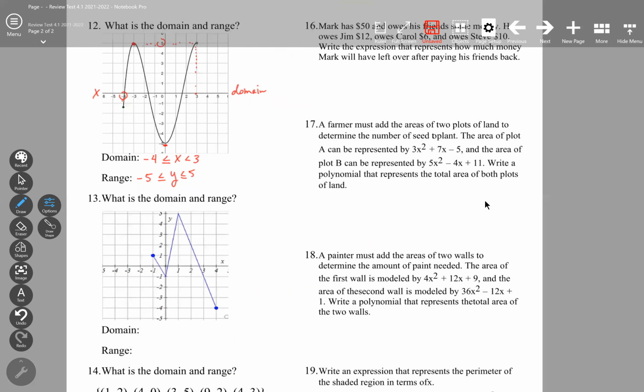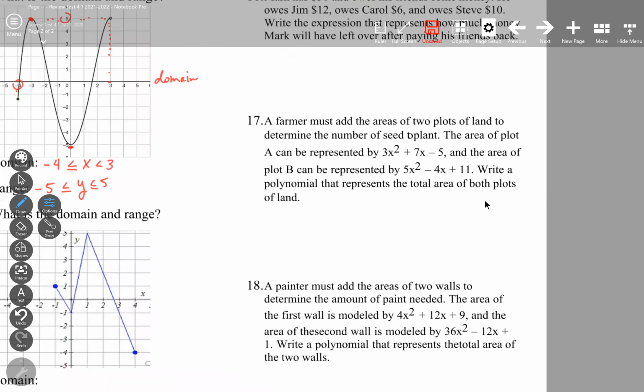Okay, last two. All right, 17. It says a farmer must add the areas of 2 plots of land to determine the number of seeds to plant. The area of plot A can be represented by 3x squared plus 7x minus 5, and the area of plot B can be represented by 5x squared minus 4x plus 11. So write a polynomial that represents the total area of both plots of land.